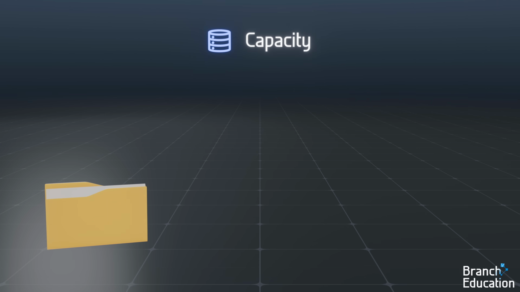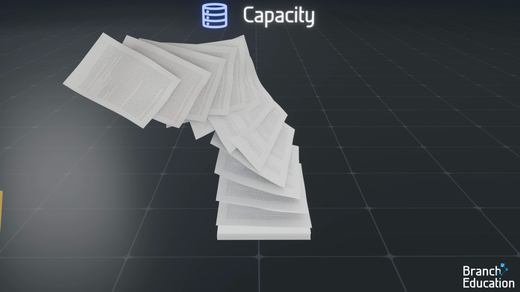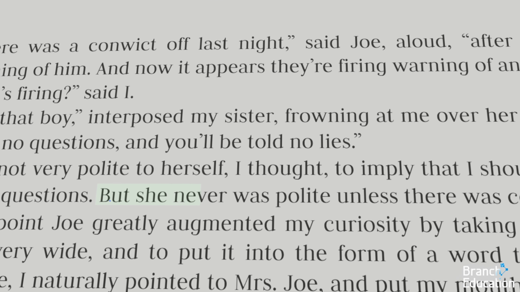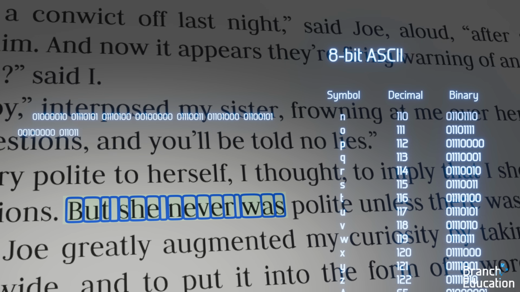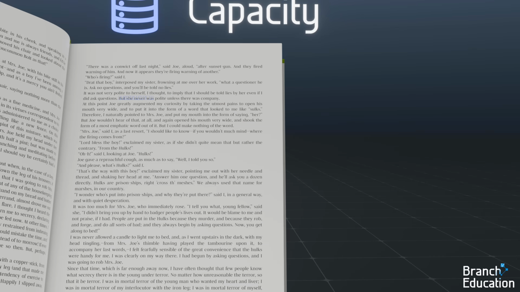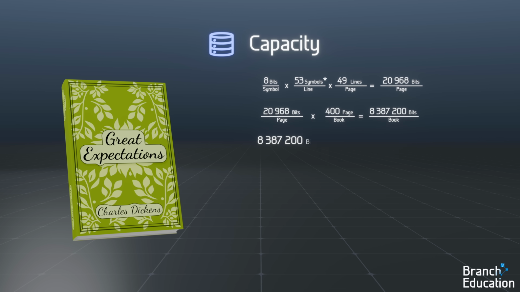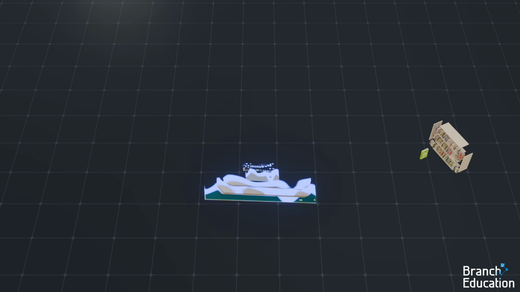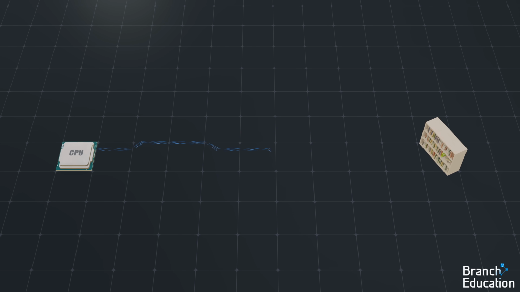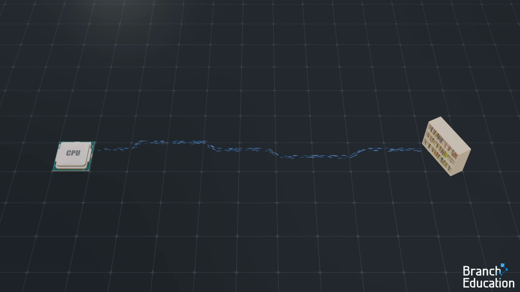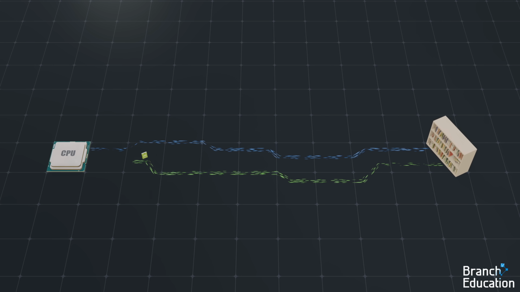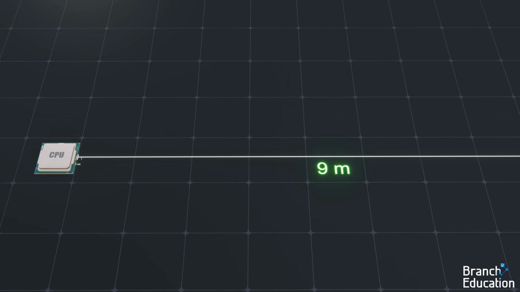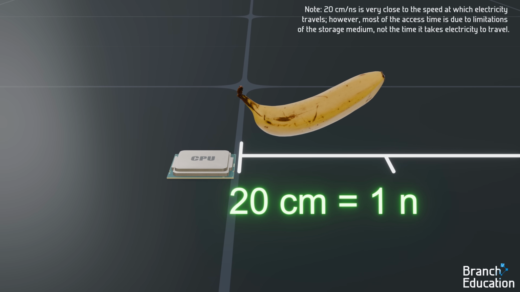For storage, we'll represent 1 megabyte of data as a 400-page book. And interestingly, with each letter, punctuation mark, and space equal to an 8-bit ASCII character, 400 pages of text is very close to 1 megabyte, so it's a fitting comparison. Next is access time, which is the time between sending a request for data or a specific book and that book traveling back to the requester. We'll depict access time by the distance between data storage locations, with 20 centimeters equal to 1 nanosecond.